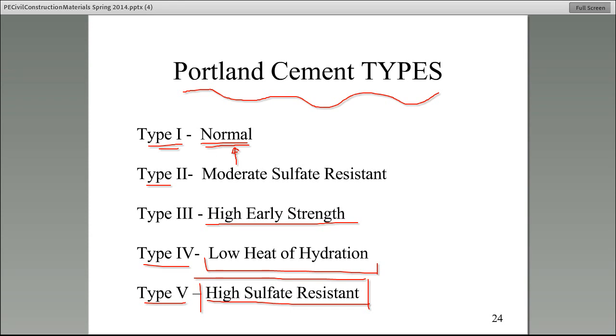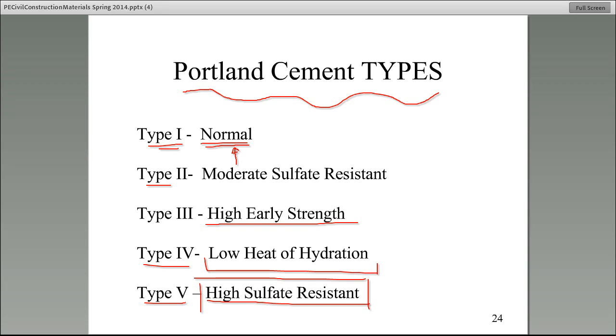A couple of you asked me, what do we mean by type 2 when we said moderate sulfate resistant? Well, allow me to answer that when I'm talking about type 5. When we talk about type 5, that is high sulfate resistant. Where would you specify this? Well, I'll tell you.